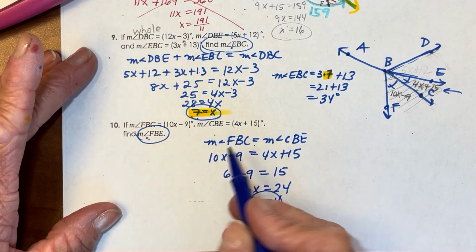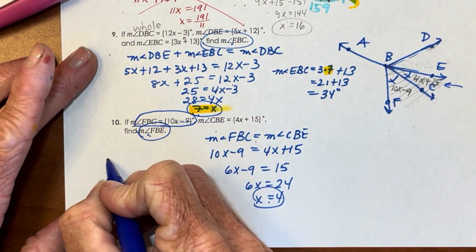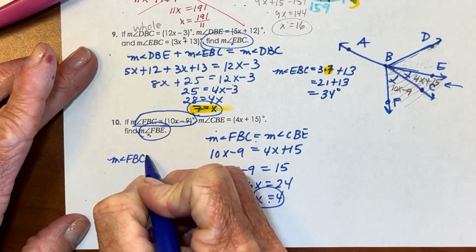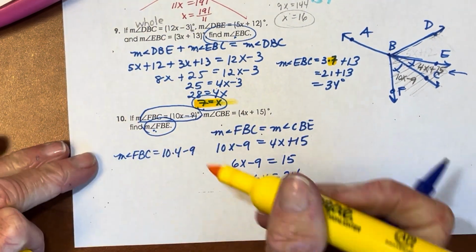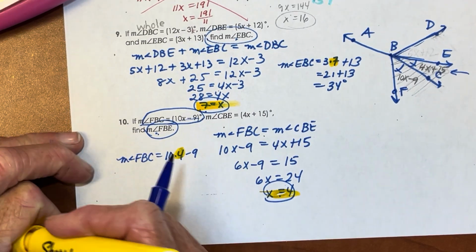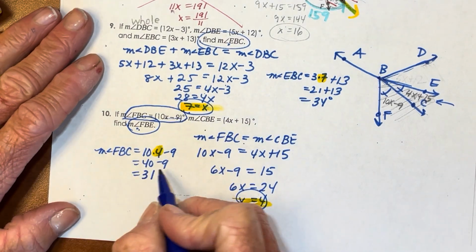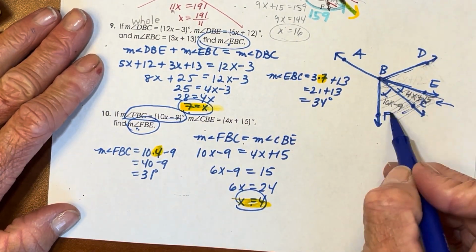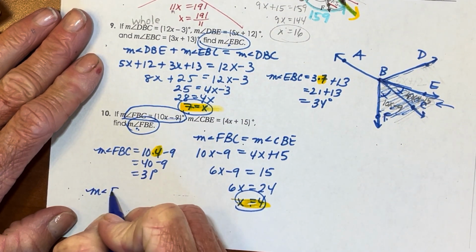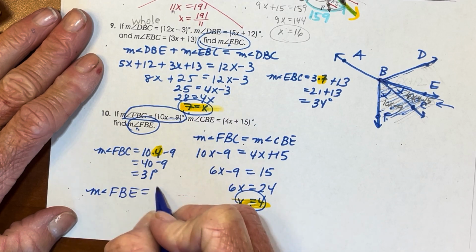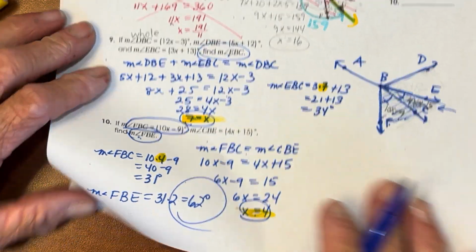So to find the measure of FBE, let's plug it into this angle right here. So the measure of angle FBC is 10 times 4 minus 9. So x was 4, and I plugged it in right there. And 40 minus 9 is going to give us 31. But that is just half of the angle that we've been asked to find. We know those are two equal pieces. So the measure of the whole angle FBE is going to equal 31 times 2, or 62 degrees.